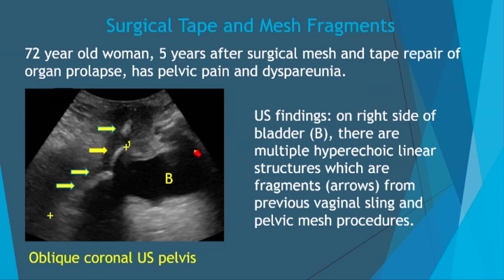The second woman had a very similar presentation with pelvic pain after surgery. In her case, this is an oblique coronal exam. This is the bladder, and on the right side of the bladder, notice we see multiple short echogenic lines. These are fragments from her prior vaginal sling and mesh. Even though these fragments haven't perforated an organ, they commonly cause an inflammatory response, especially at these edges, and so are associated with pain. So it is important that if you see fragmentation, you tell the urologist this.